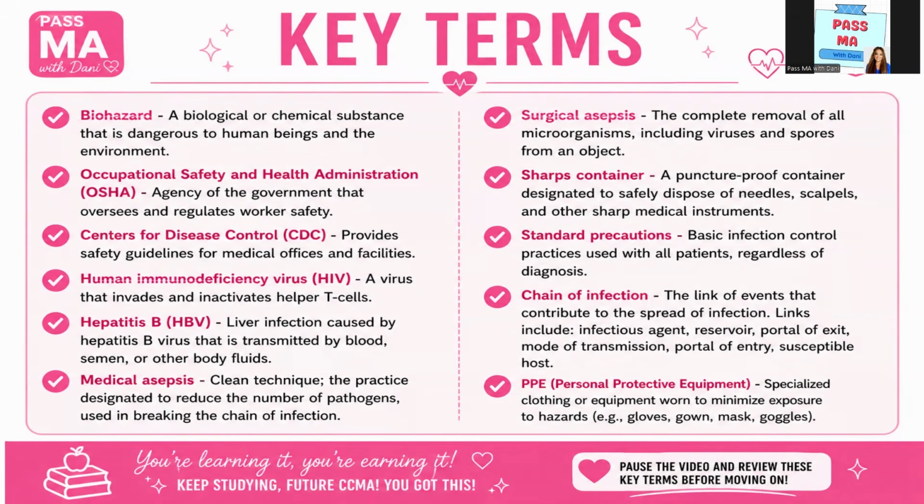HIV, this is the human immunodeficiency virus. This is a virus that invades and inactivates your helper T cells. Now, just to kind of touch base on HIV, our thymus is located posterior to your sternum. Your sternum is that flat bone that sits in the middle of your chest. Now, your thymus is so important because it houses your T and your B cells.